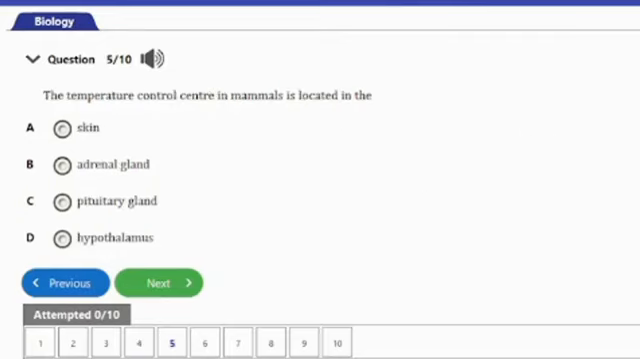Question number 5. It says, the temperature control center in mammals is located in the A. Skin, B. Adrenal gland, C. Pituitary gland, D. Hypothalamus. The answer to this question is option D, and that's the hypothalamus. The temperature control center in the mammals is actually located in the hypothalamus. So that's it for that question. Let's go ahead and consider the next question.